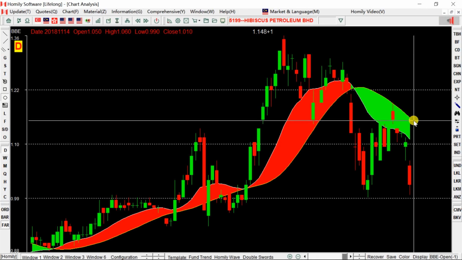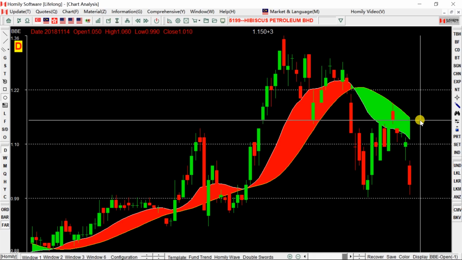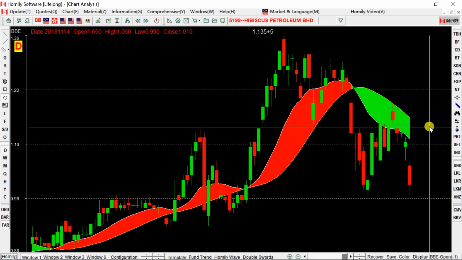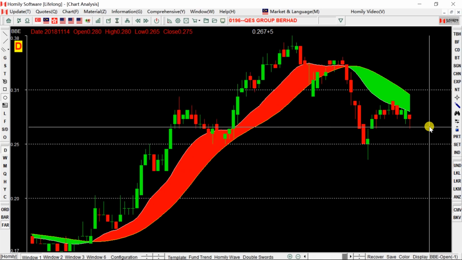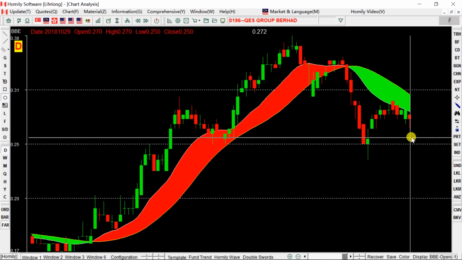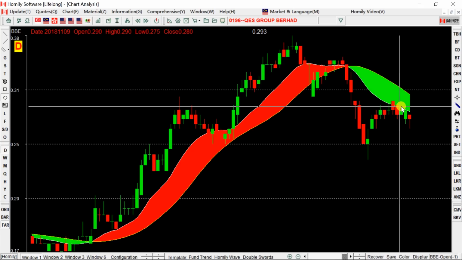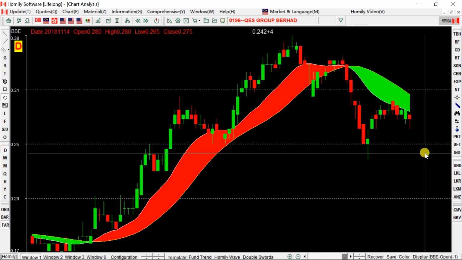Currently we see it is green. That means sellers are stronger than buyers. The trend is downtrend. It's dangerous. And also this stock 0196 rose very well over the last several months, but these several days you see it's green ribbon. That means sellers are stronger, so we suggest not to trade.